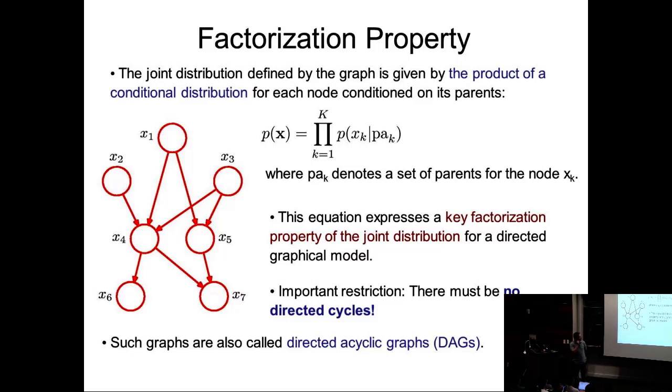And this particular equation expresses a key factorization property of the joint distributions for directed graphical models. Right? So this is really telling you how the joint distribution factorizes into these conditionals. Okay?